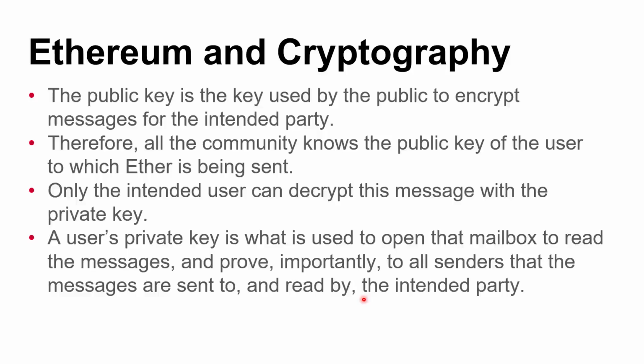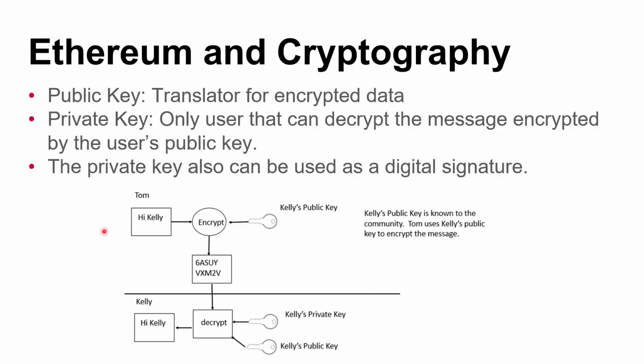sent. So everybody knows, again, our public mailing address, and then we unlock the mailbox to read the messages that were sent to us. We can see here that Tom wants to send Kelly a message. Tom will encrypt the message using Kelly's public key. So he'll send this message here, hi Kelly, encrypt it, and it'll become unreadable, and it'll get sent over. Kelly will receive the message, and she will use her private key to decrypt the message back to its readable form.